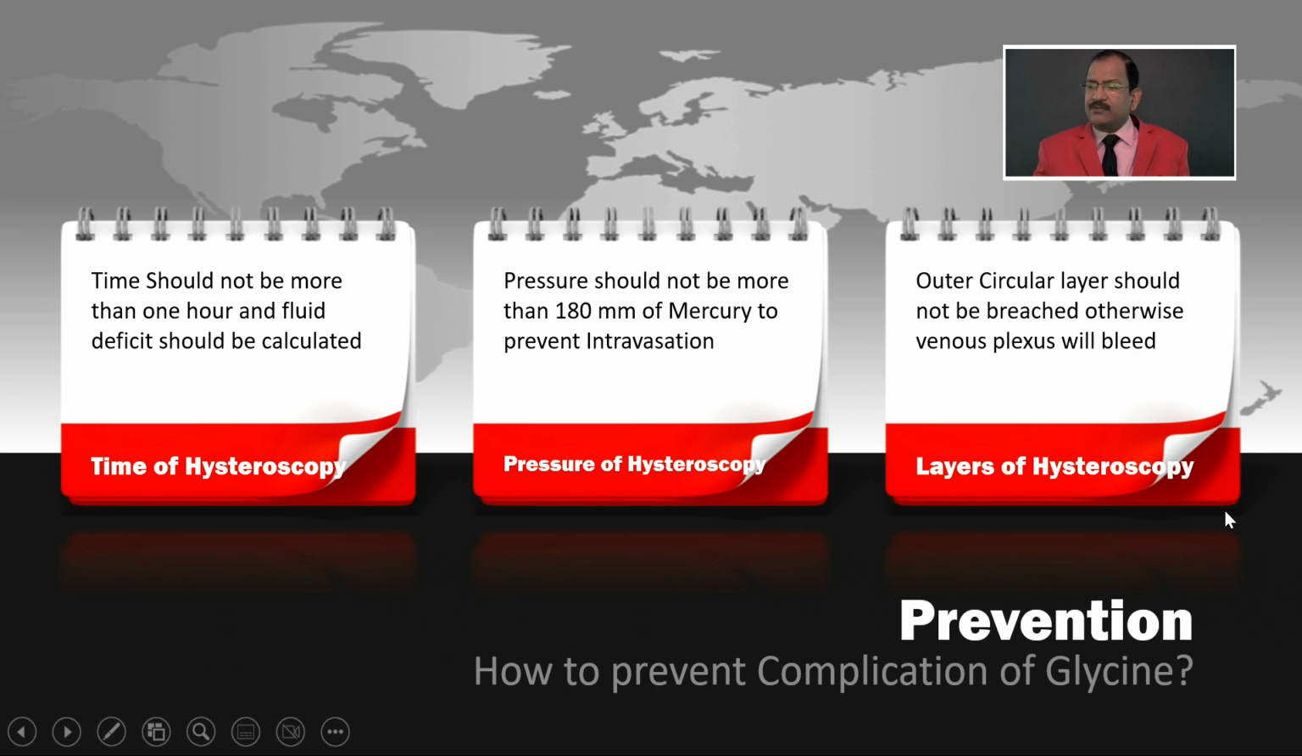So, this is the last one, third. Outer circular layer should not be breached. Time should not be more than 1 hour. Fluid deficit should be calculated. Pressure should not be high, and we should not dig the myoma out. Digging out is not allowed in hysteroscopy. Digging out means you should only try to shave it up to the layers, up to the surface. We are not supposed to dig it out.